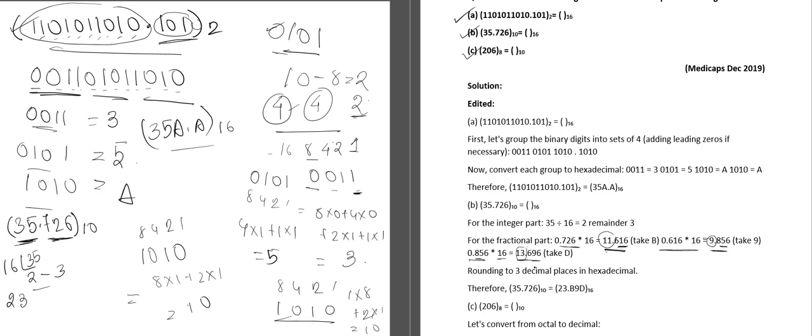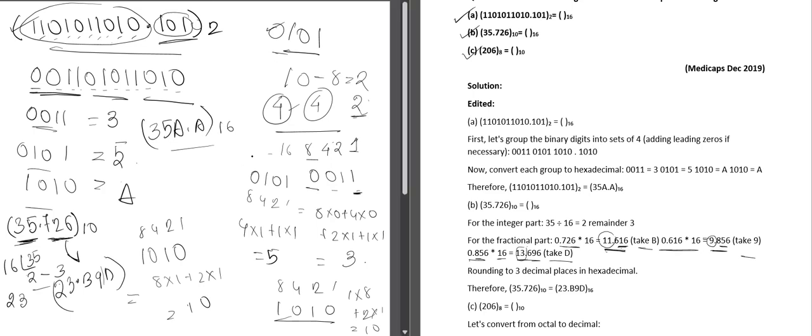So for the fractional part, here we have taken b, here we have taken 9, here we have taken d, and 13 in hexadecimal is equivalent to d, so here we have written d. So for the fractional part, we are getting an equivalent of b9d. So this is our equivalent hexadecimal number, which is 23.b9d.